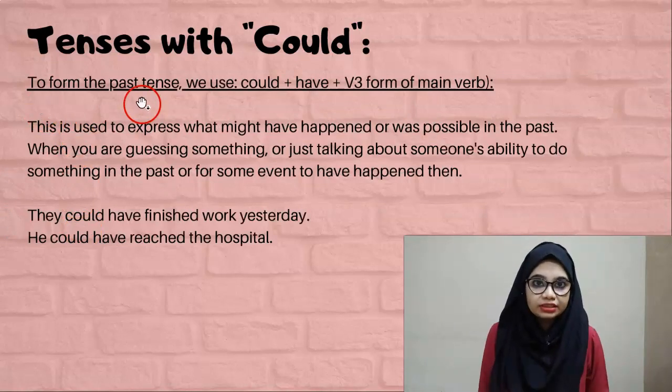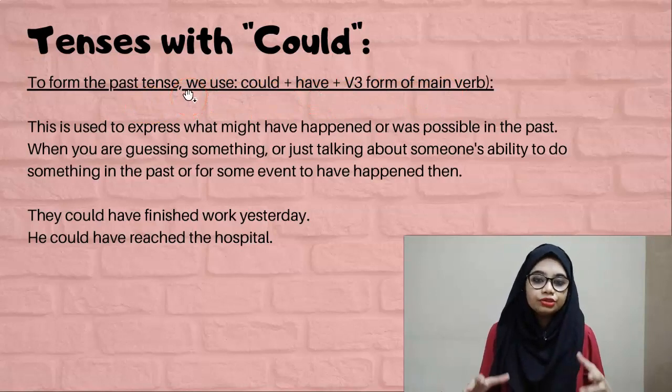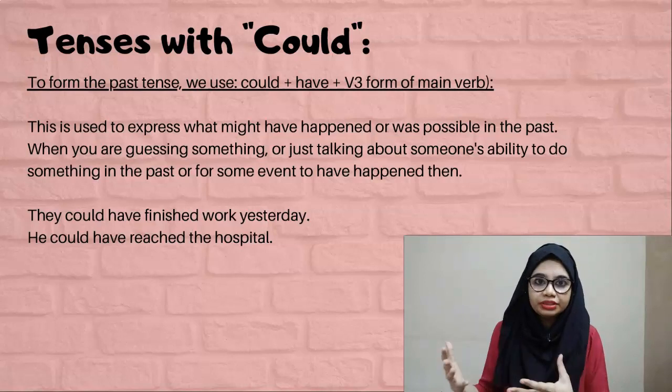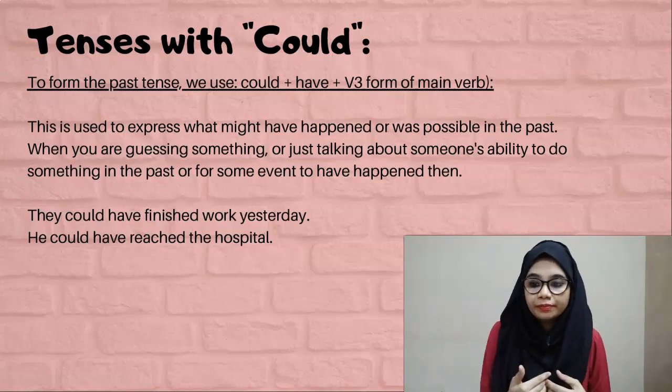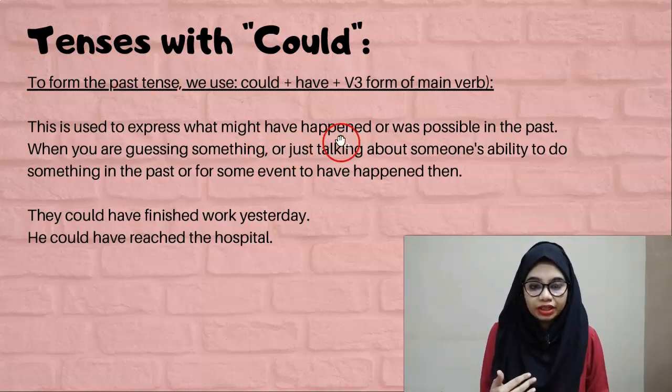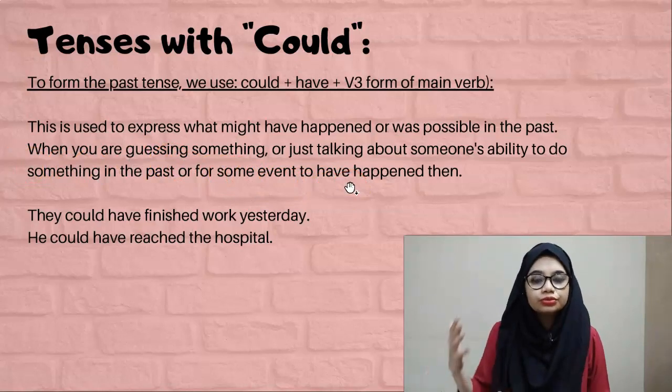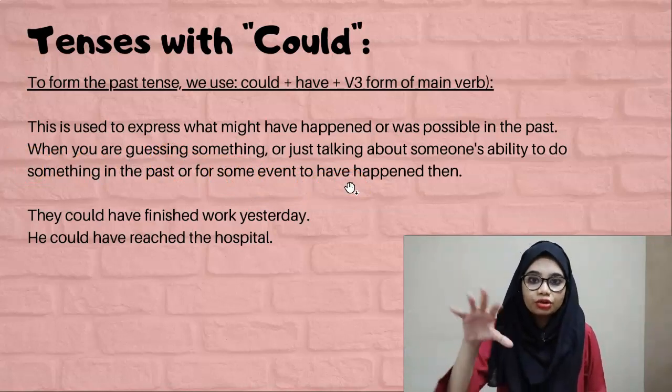To form the past tense, this is another thing. We use could plus have plus V3 form of a verb. Now, if you want to talk about an action that you expected to have happened in the past, this is the sentence framing we use. So in order to make it more clear, this is used to express what might have happened or was possible in the past. When you are guessing something or just talking about someone's ability to do something in the past, or for some event to have happened in the past. So this is how you speak in all these conditions.